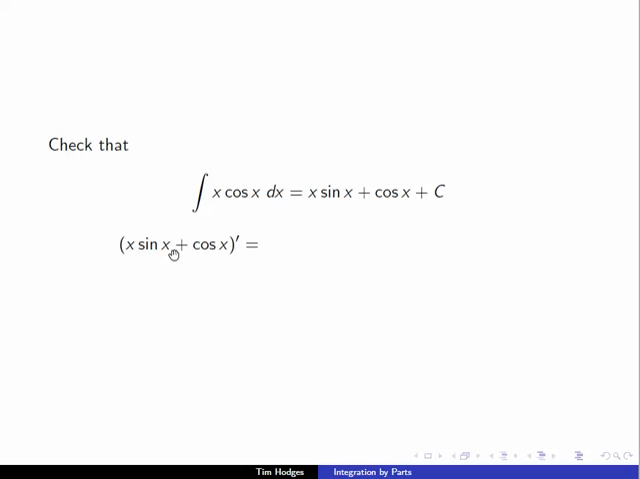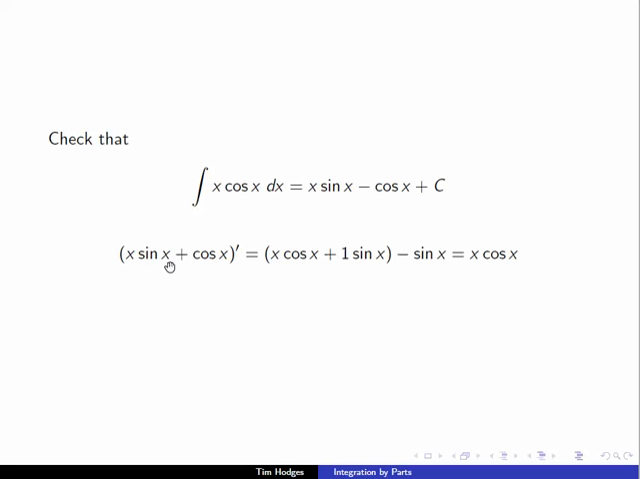The derivative of x sine x plus cosine x is, well, we apply the product rule for this thing, x cosine x plus sine x, and then we differentiate cosine x and get negative sine x. So these two signs cancel out and it gives us x cosine x. So we have indeed found the right antiderivative of x cosine x. So that's the basic principle.